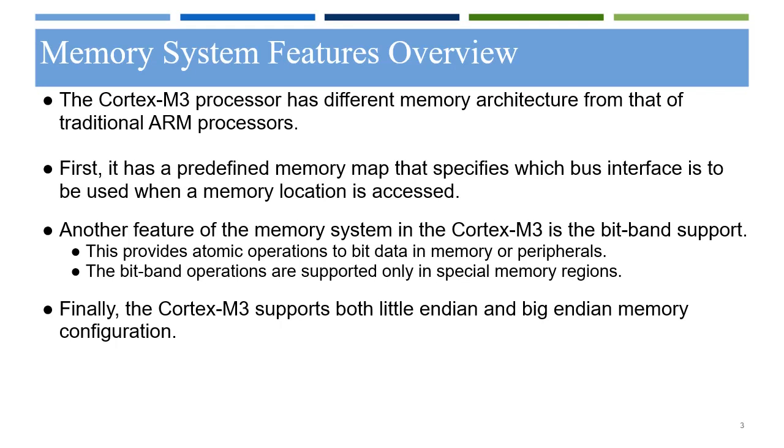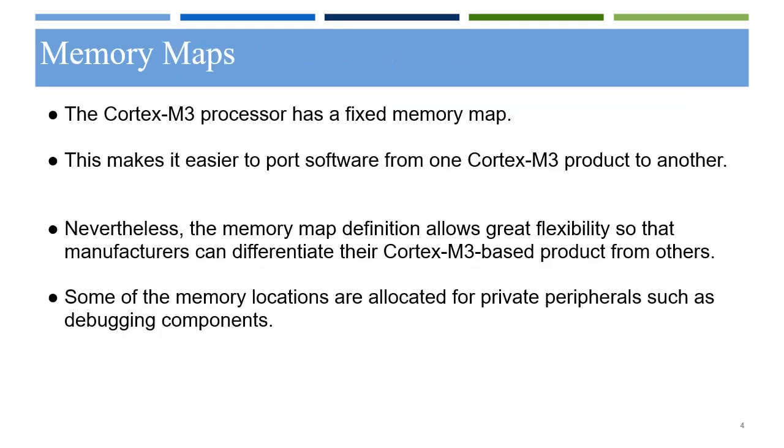The Cortex M3 memory system also supports unaligned transfers and exclusive accesses. This feature we can see in the V7M architecture. The Cortex M3 processor supports both Little Endian and Big Endian memory configurations.